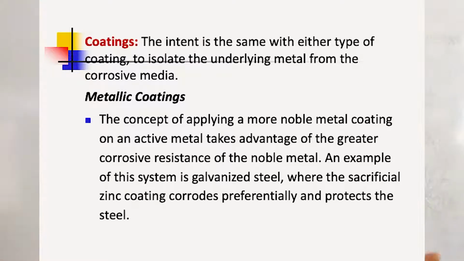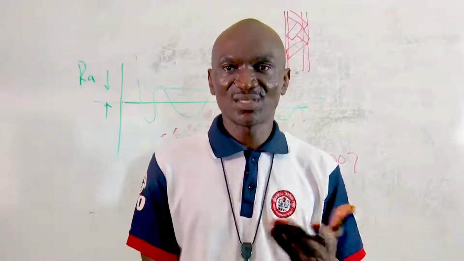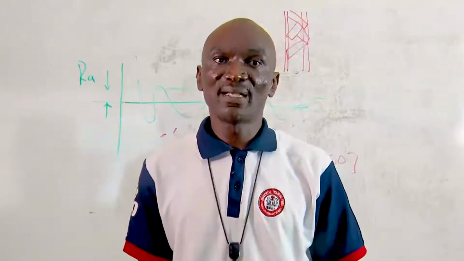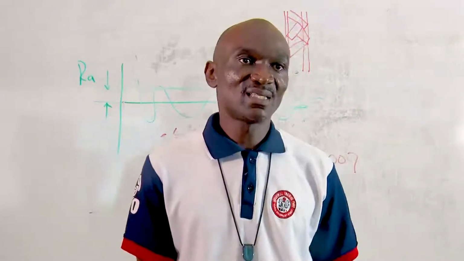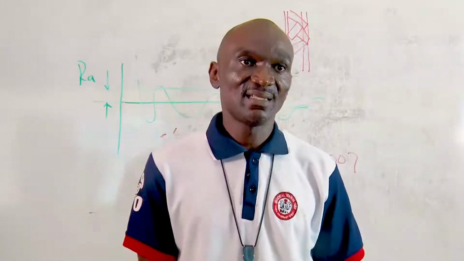Now, there could be different kinds of coatings. The first one is metallic coatings. The concept of applying a more noble metal coating on an active metal takes advantage of the greater corrosive resistance of the noble metal. An example of this system is galvanizing.